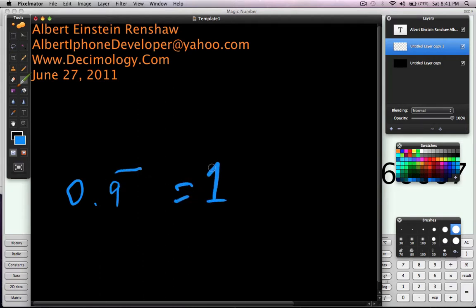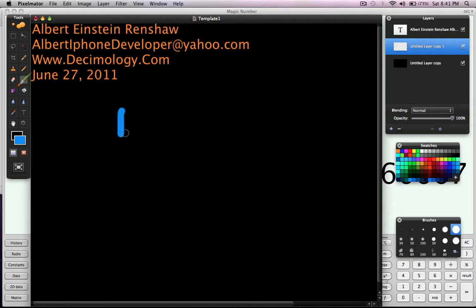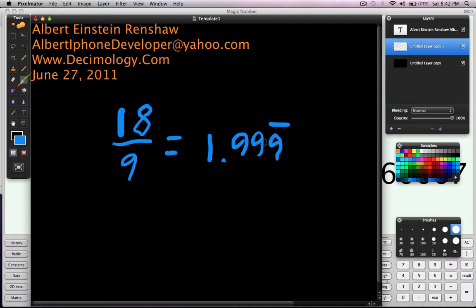So with that in mind, if I were to say something like 18 divided by 9 using this pattern. Let's see, 18 over 9. Then I would get, well, the first digit's 1, so 1, and then 8 plus 1 is 9, and then 0 plus 8 plus 1 is 9. 0 plus 0 plus 8 plus 1 is 9 again, so 1.9 barred. But we all know that 18 divided by 9 is 2, and that's simply because 0.9 barred is 1.